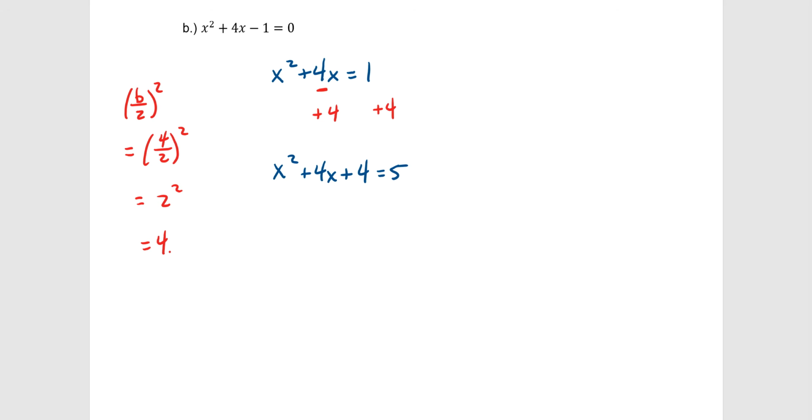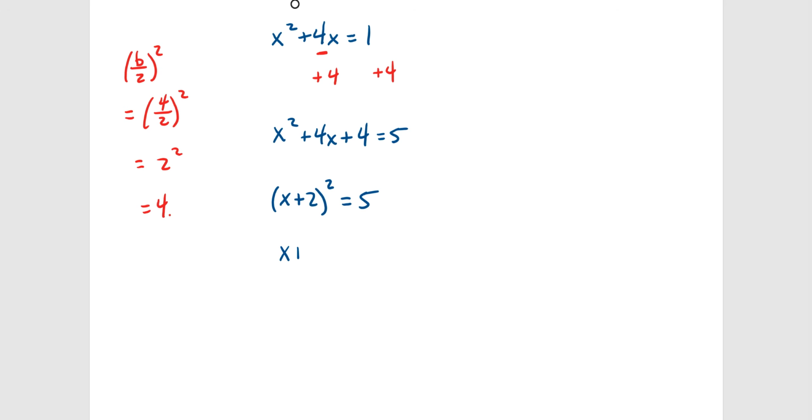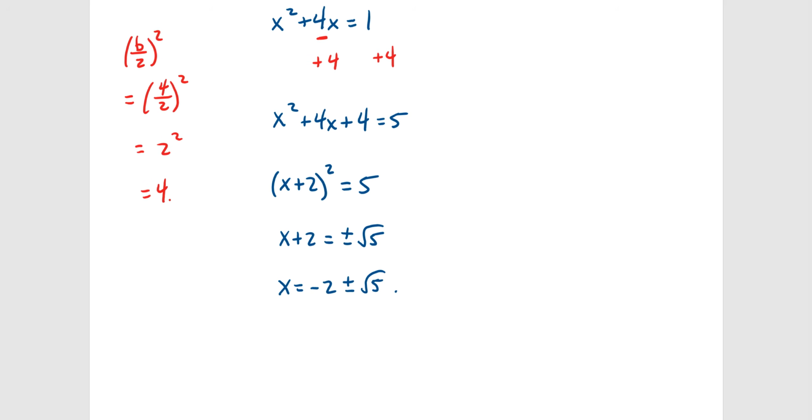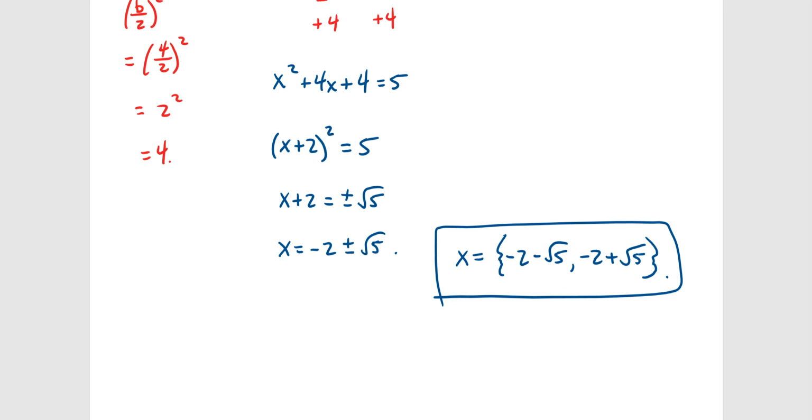And now we just created a perfect square trinomial on the left. We can factor it as x plus 2 times x plus 2, which would be x plus 2 squared equals 5. Now we can go ahead and take the square root of both sides, so we get x plus 2 equals plus or minus the square root of 5. And subtract 2 on both sides, we get negative 2 plus or minus radical 5. And let's write this as a solution set. We get negative 2 minus radical 5 and negative 2 plus radical 5.